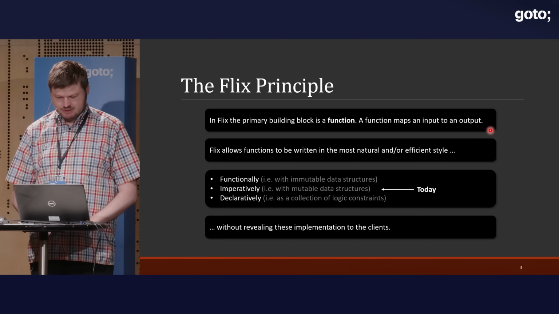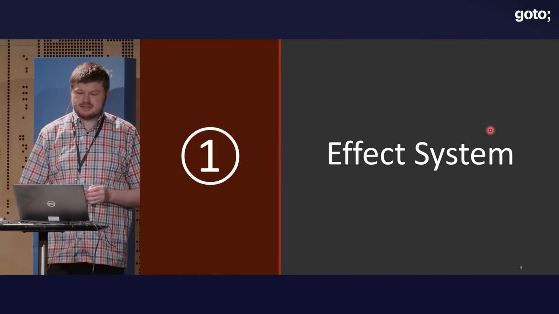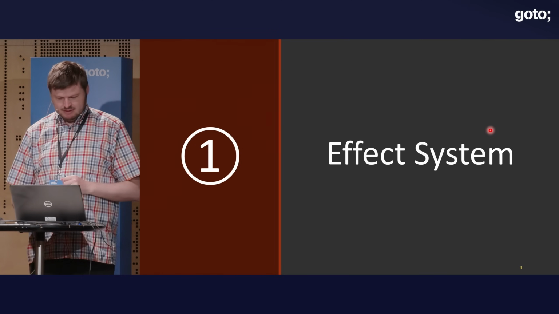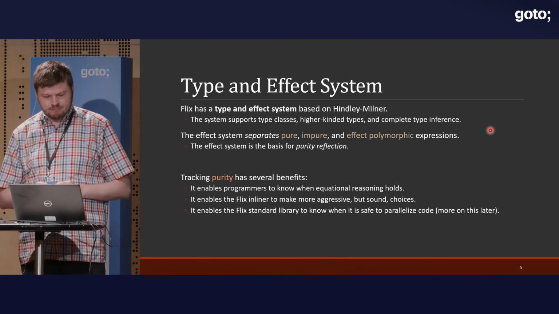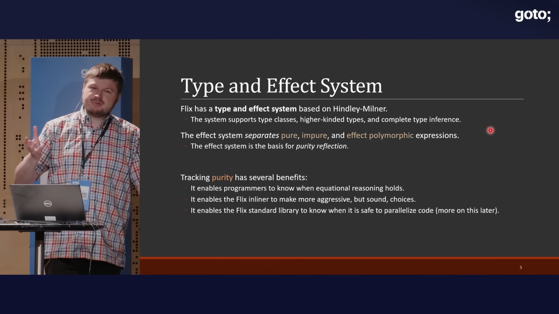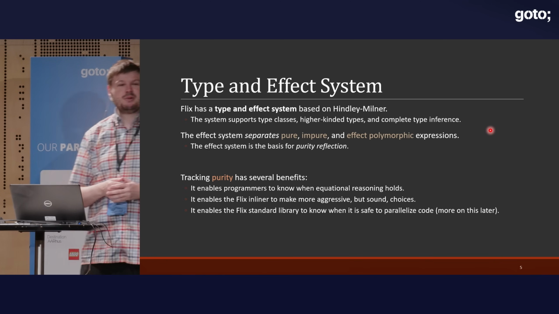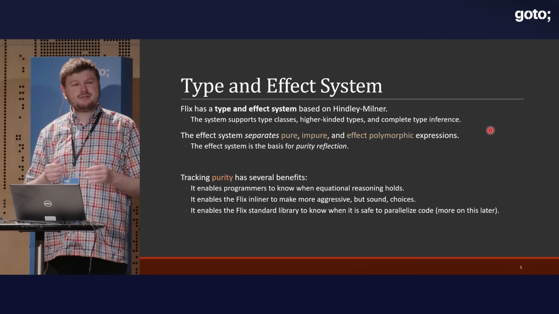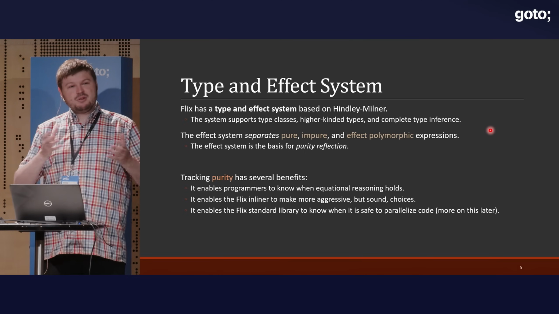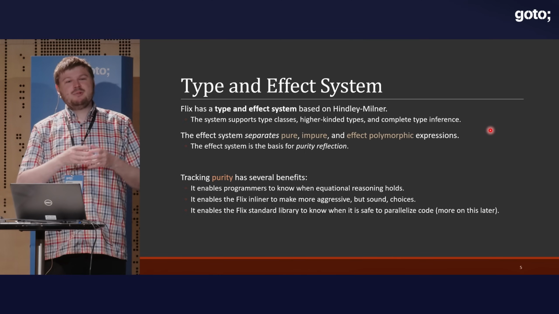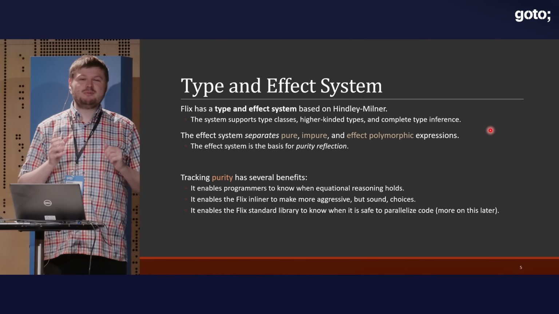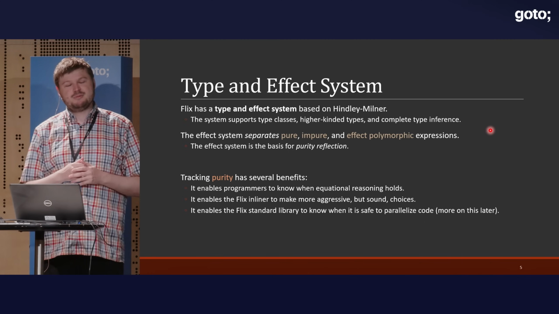Okay, now first, let's talk about the Flix effect system. So what is an effect system? Well, a type system is something that describes the values in your program, right? So you have strings and integers. And in most languages, if you know a variable has type string, then that's a guarantee that you can depend on. It won't suddenly turn out that it's an integer at runtime.